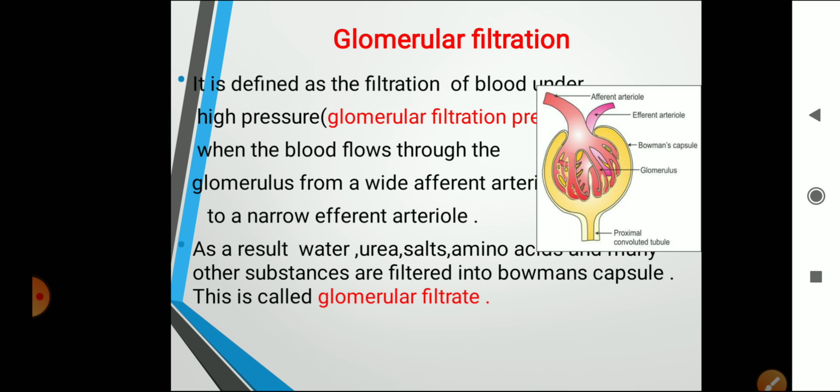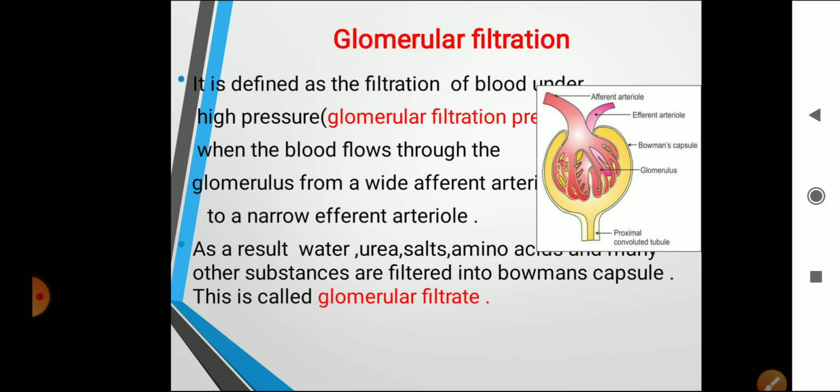Now, as a result of this, water, urea, salts, amino acids and many other substances are filtered into the Bowman's capsule, and this is called the glomerular filtrate. Means the filtrate which gets collected in the Bowman's capsule, that is called the glomerular filtrate. Hope you got it right.